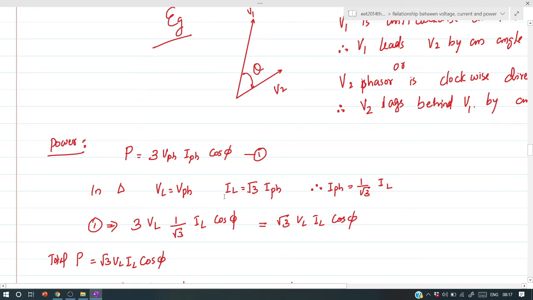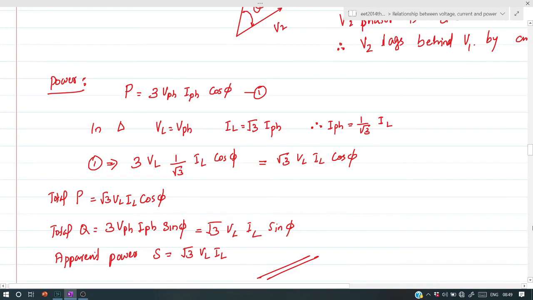The only difference is that in the case of a star connected system, VL is equal to root 3 times VPH and IL is equal to IPH. But in a delta connected system, VL becomes VPH and IL becomes root 3 times IPH. So total active power is equal to root 3 VL IL cos phi, which is equal to 3 VPH IPH cos phi, and total reactive power is equal to 3 VPH IPH sin phi or root 3 VL IL sin phi. And finally, apparent power S is equal to root 3 VL IL in the case of a delta connected load.